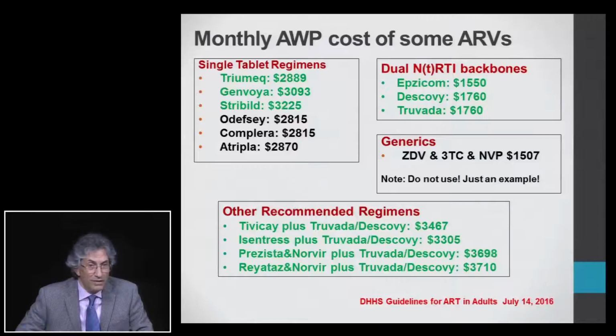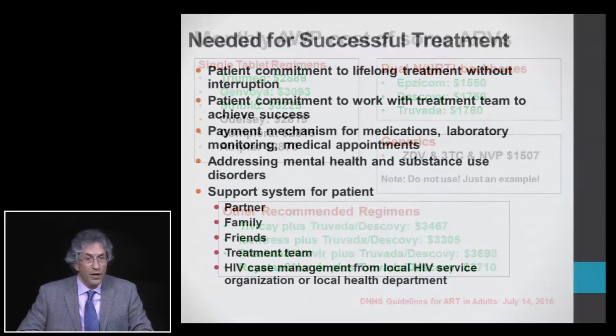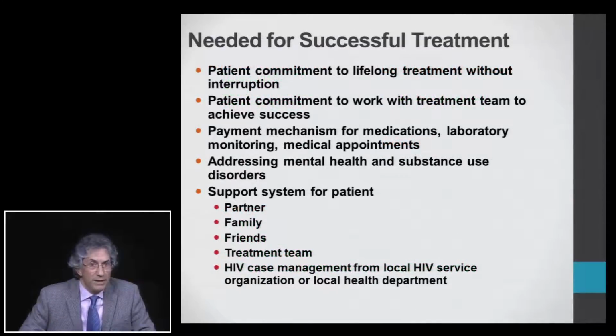There's a big push among HIV treaters to try to maintain the combination pills on formularies because they're so much easier, because adherence is better, and because a patient can't accidentally take a partial regimen. They have to take a full regimen, which reduces the chance of drug resistance. So for successful treatment, you need a patient commitment to lifelong treatment without interruption. I tell people you have to take this every day until there's a cure. The patient has to be committed to working with the treatment team to achieve success. So when anything goes wrong, they have to call you or call their case manager to deal with any barrier that turns up along the way in the years of treatment.